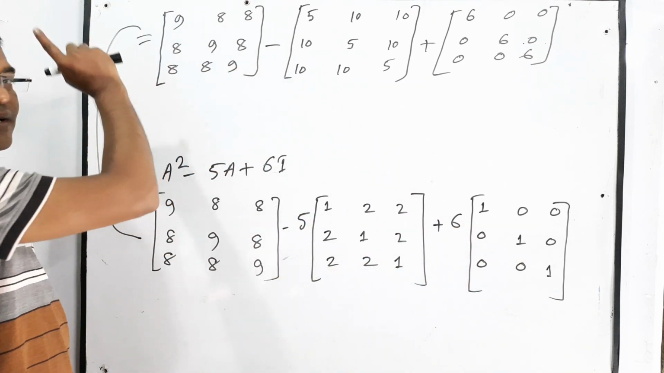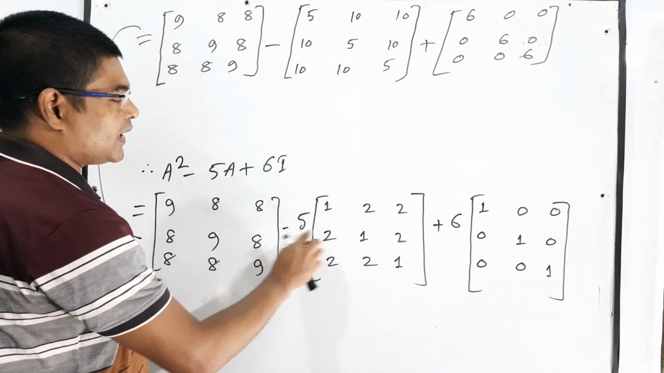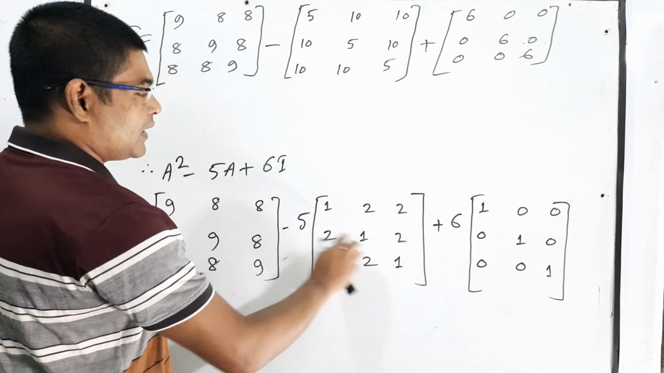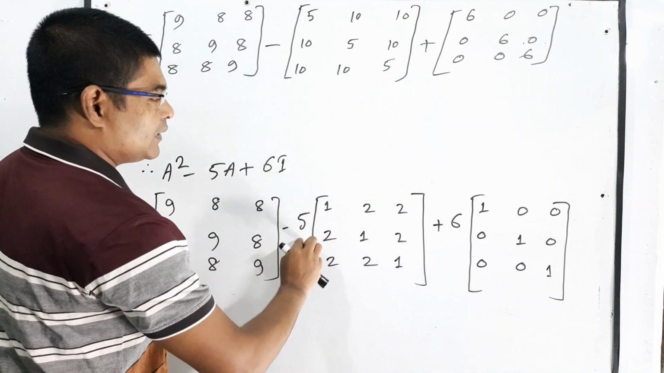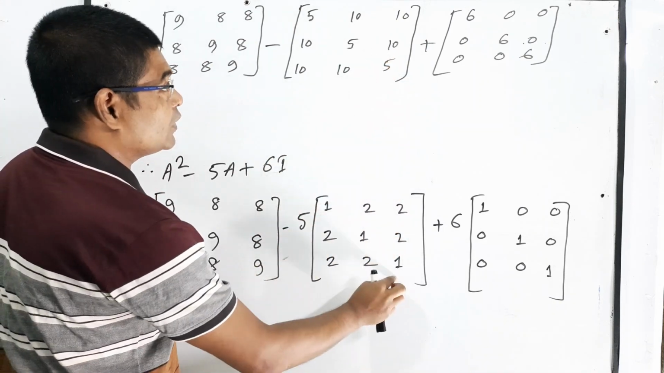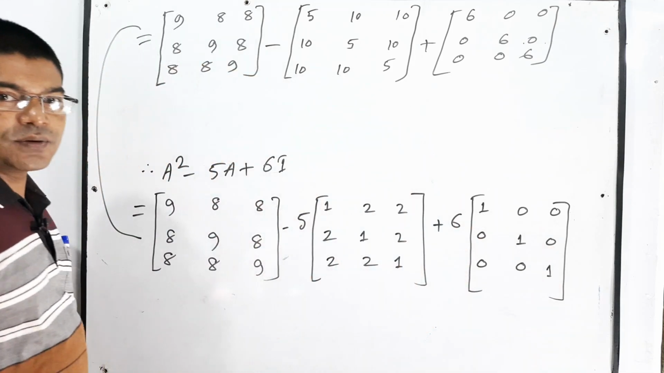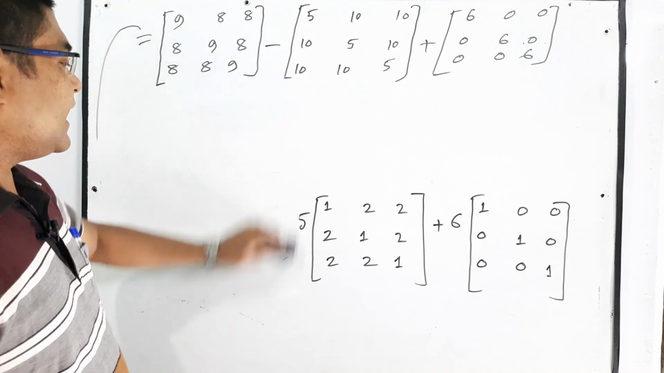So now you can see 5 into 1, 5, 5 into 2, 10, 5 into 2, 10, 5 into 2, 10, 5 into 1, 5, 5 into 2, 10, 5 into 2, 10, 5 into 2, 10, 5 into 1, 5. Same way, 6, 6, 6. Now we have to find out the answer.